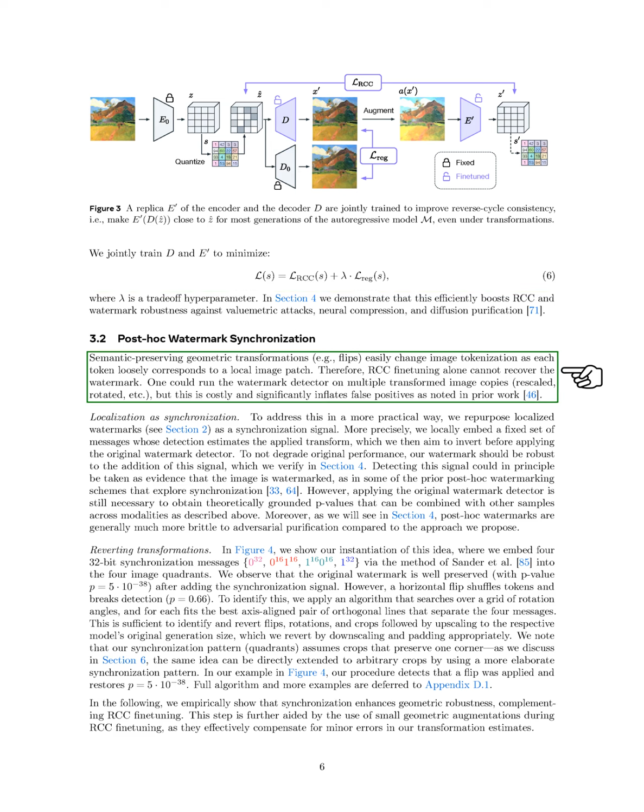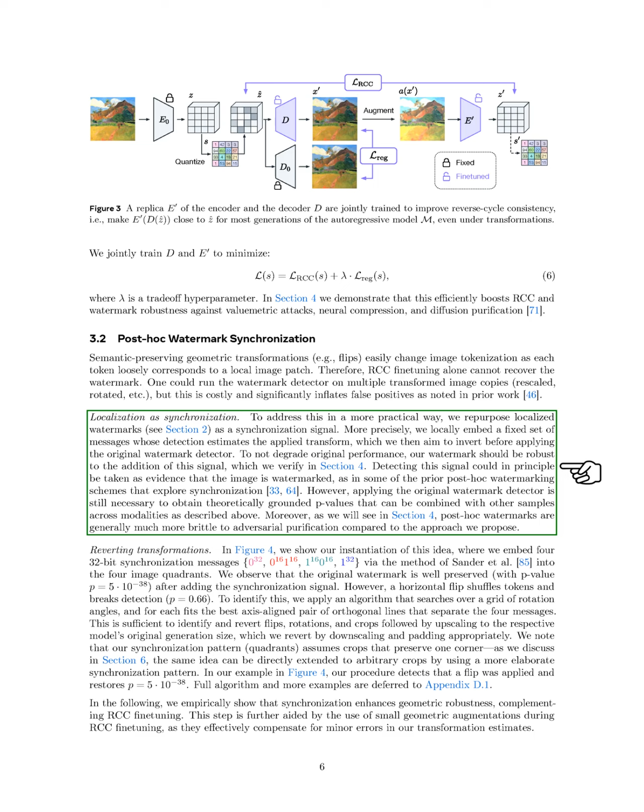Next, we address the challenge of recovering watermarks after geometric transformations, which can alter image tokenization. Instead of running the watermark detector on multiple transformed copies, we repurpose localized watermarks as synchronization signals. We embed a fixed set of messages that help us estimate the applied transformation, allowing us to revert it before using the original watermark detector. This ensures that our watermark remains robust and does not degrade performance.